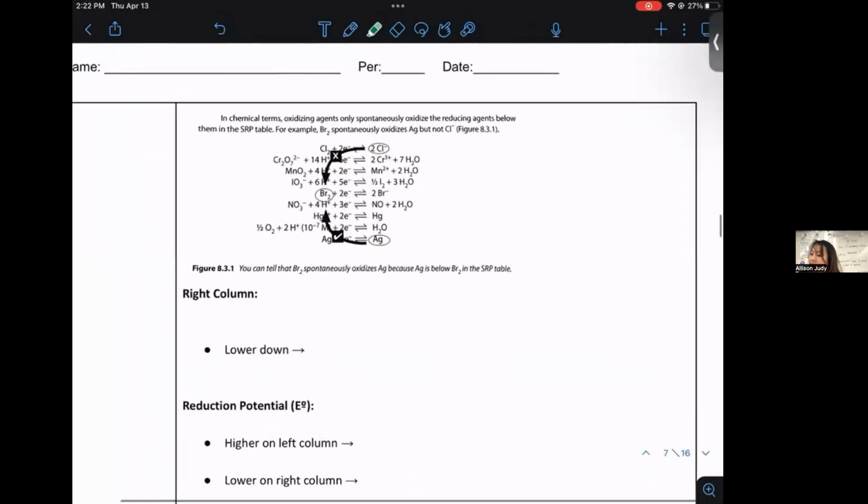Okay, and then you see here another example. Right column.